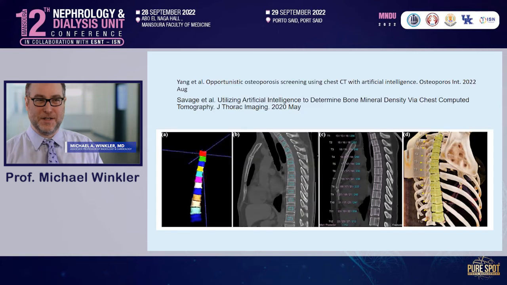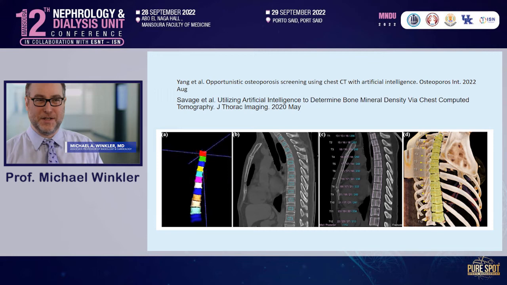Work has already been done showing that opportunistic screening for osteoporosis can be performed using diagnostic non-contrast CT scans of the chest. Here you can see an AI algorithm segmenting vertebral bodies, calculating their heights, and interrogating medullary space density. However, this algorithm has two important limitations.